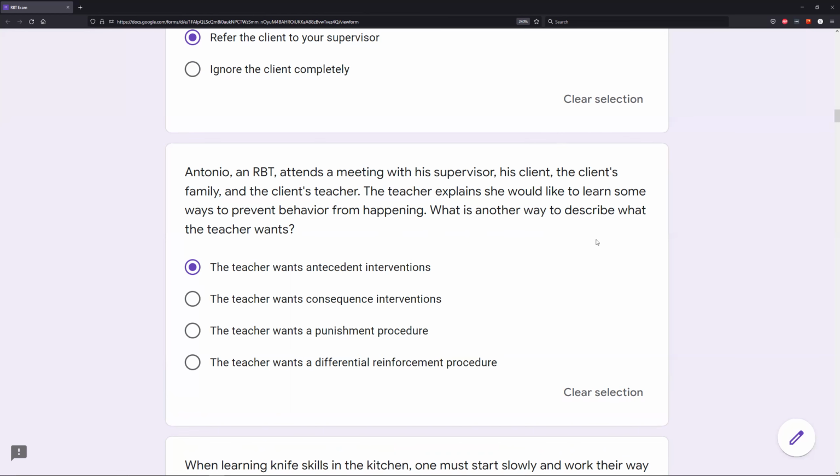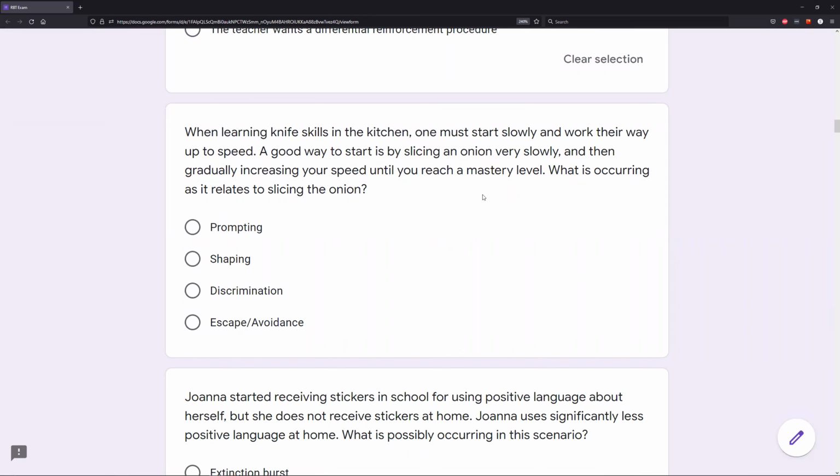When learning knife skills in the kitchen, one must start slowly and work their way up to speed. A good way to start is by slicing an onion very slowly and then gradually increasing your speed until you reach a mastery level. What is occurring as it relates to slicing the onion? What are you doing in this scenario? You're learning to chop, or you're learning knife skills on an onion.